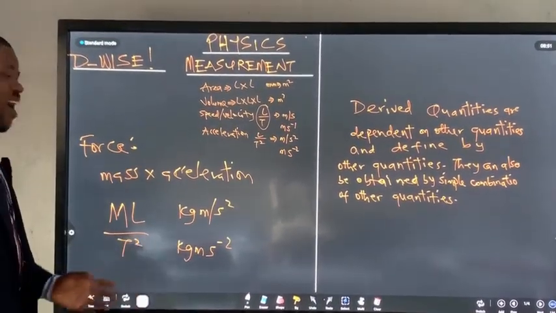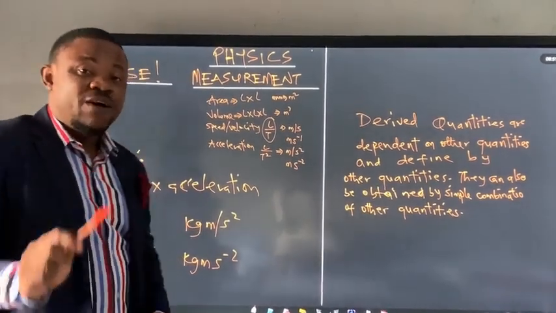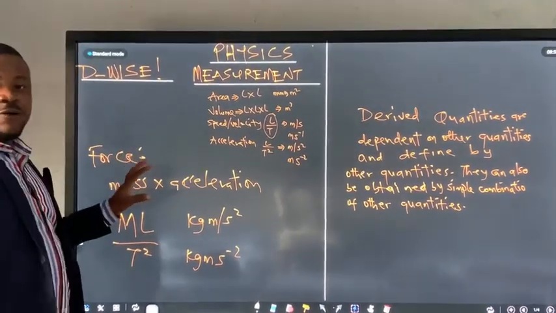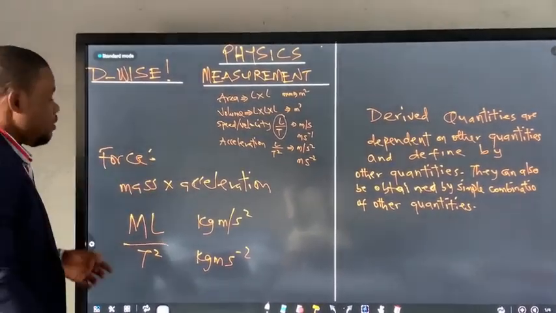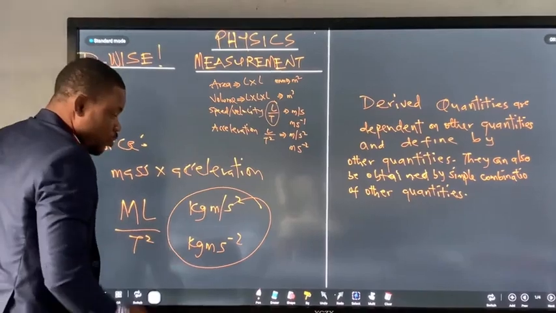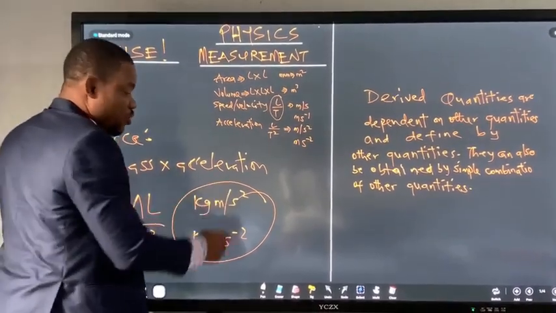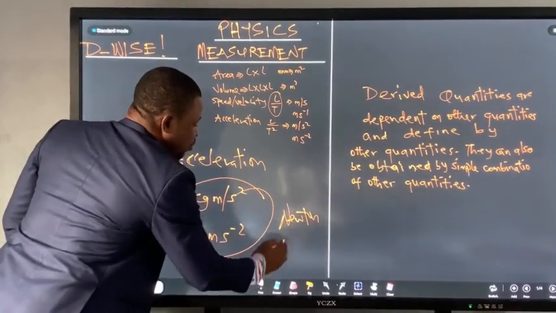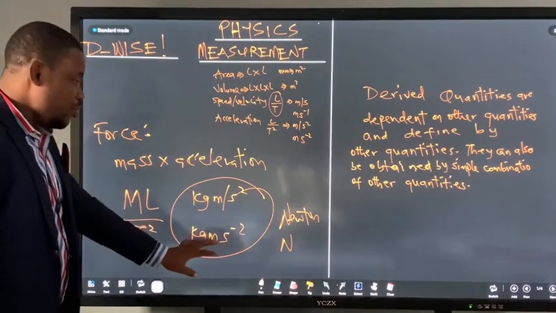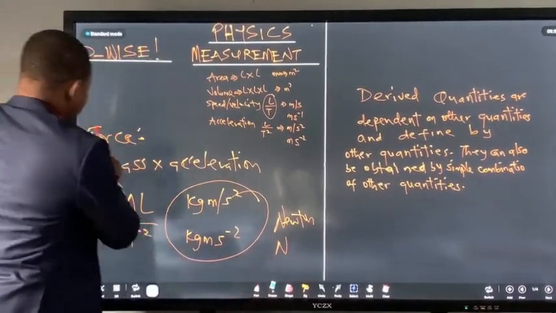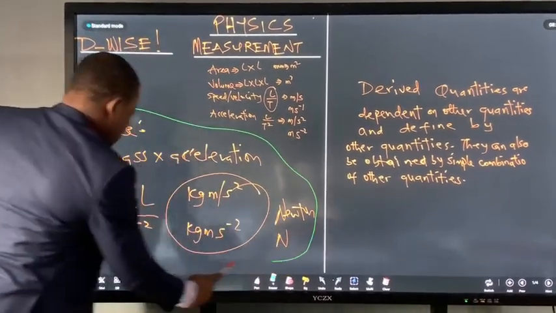It's the same thing. However, because of the fact that Newton did a lot of work on force, to honor him, his name was used to replace this unit. So instead of us writing kilogram meter per second squared, we now write Newton as the unit of force, or just N as the unit of force. So that is for force.